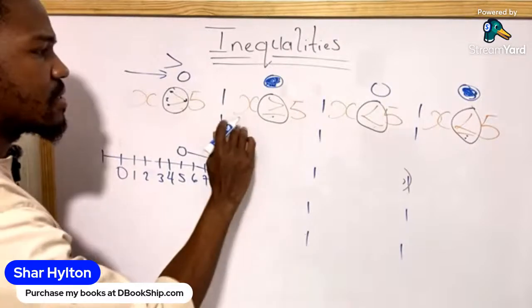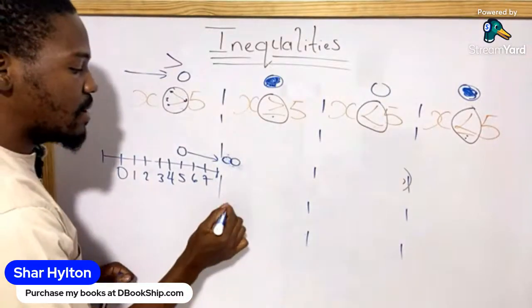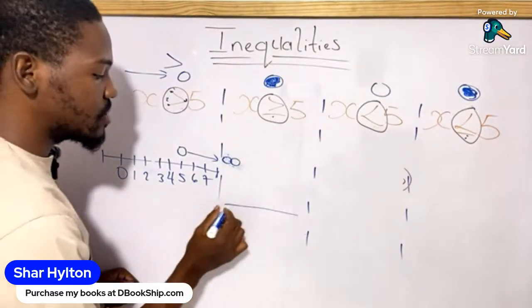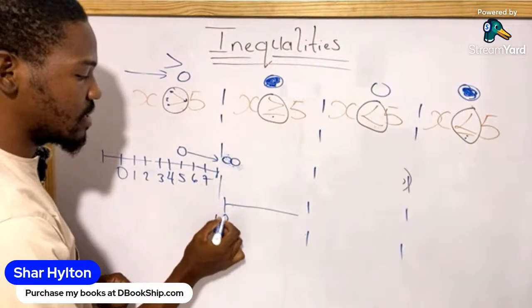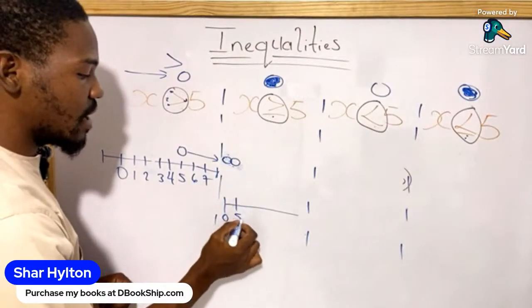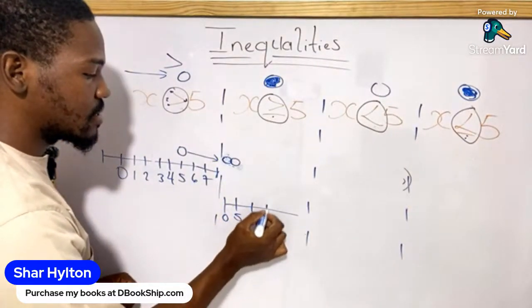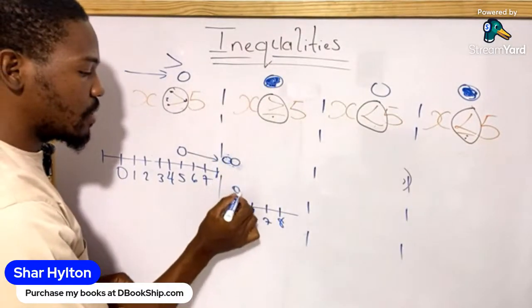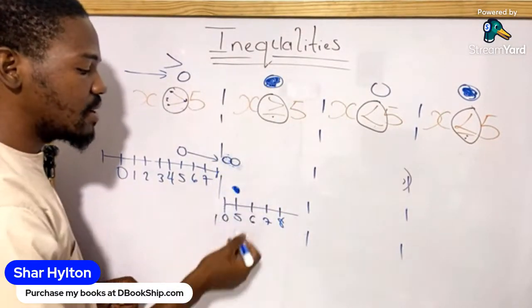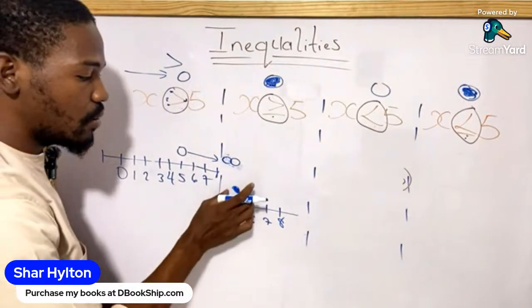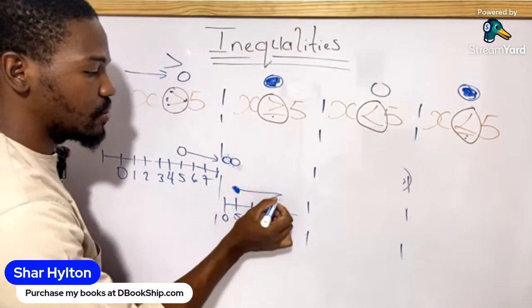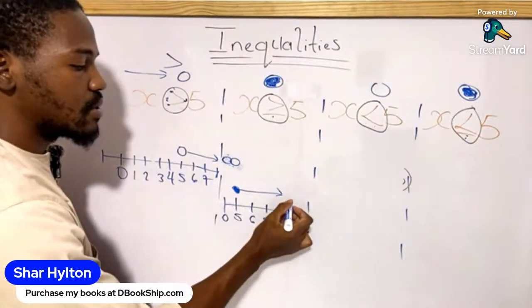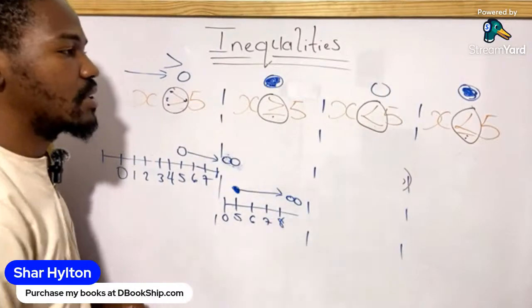Now looking at this one right here, what is my number line saying? I'm just going to draw my number line. I'm going to start at 0. For here, I'm just going to start at 5, 6, 7, 8. And as I said before, with the ones where x is equal to 5, we close the circle and then we show where it is going. So again, this is all the way to infinity.